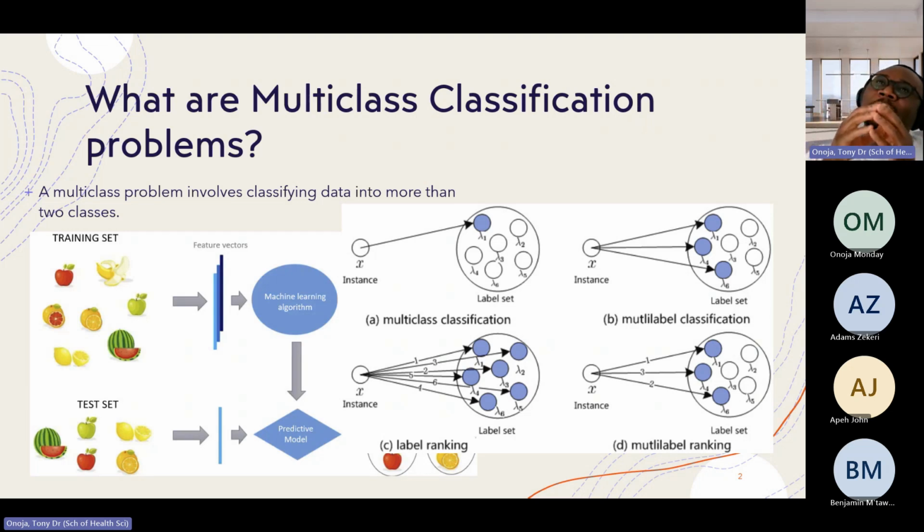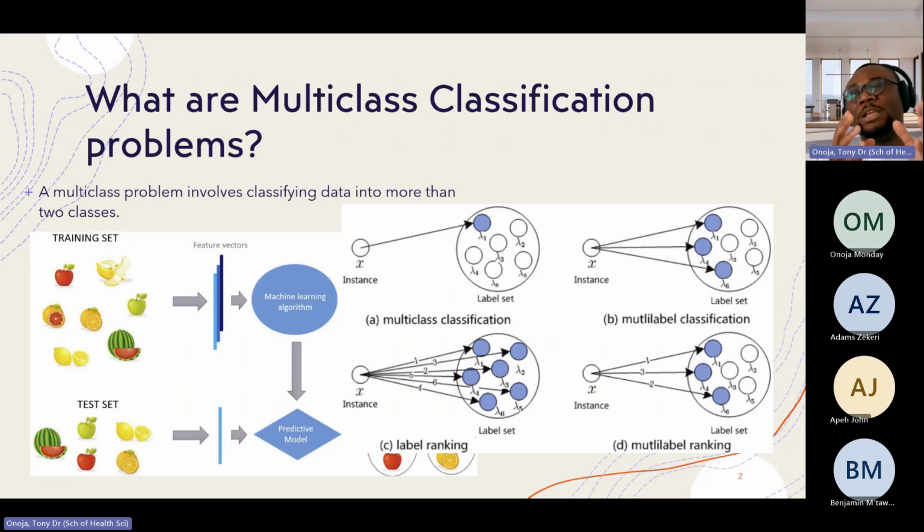Rather, we are saying that one instance can belong to so many classes at the same time. One instance can belong to several classes. But in multi-class, we're saying one class to one instance. Yeah, that's a way to say it.